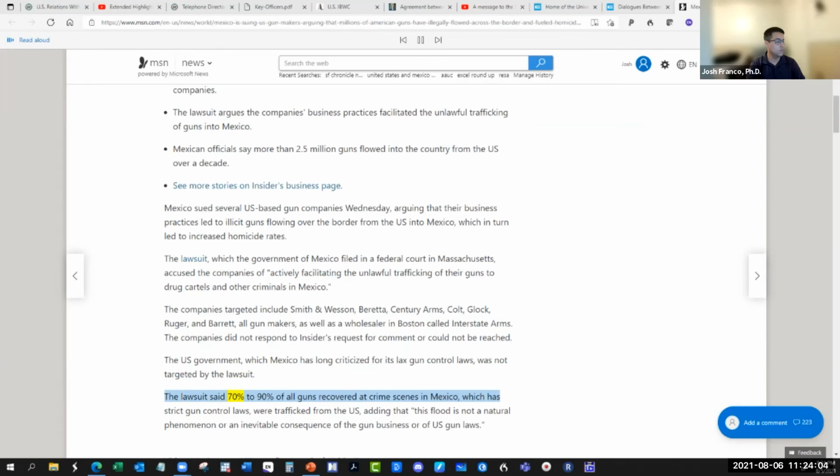The lawsuit said 70% to 90% of all guns recovered at crime scenes in Mexico, which has strict gun control laws, were trafficked from the U.S., adding that this flood is not a natural phenomenon or an inevitable consequence of the gun business or of U.S. gun laws.